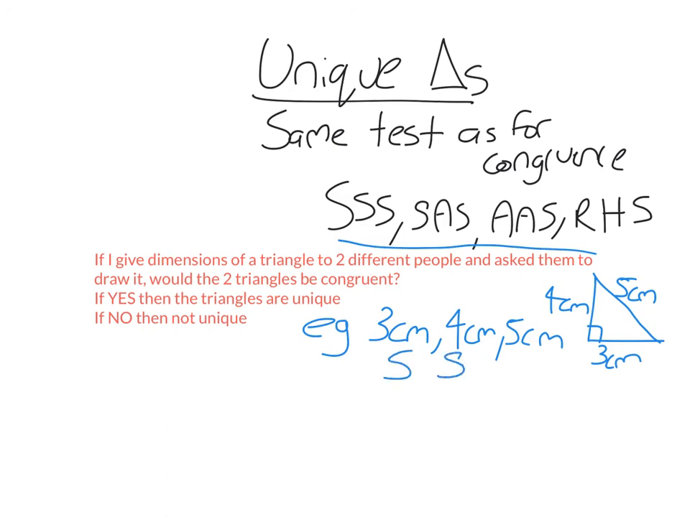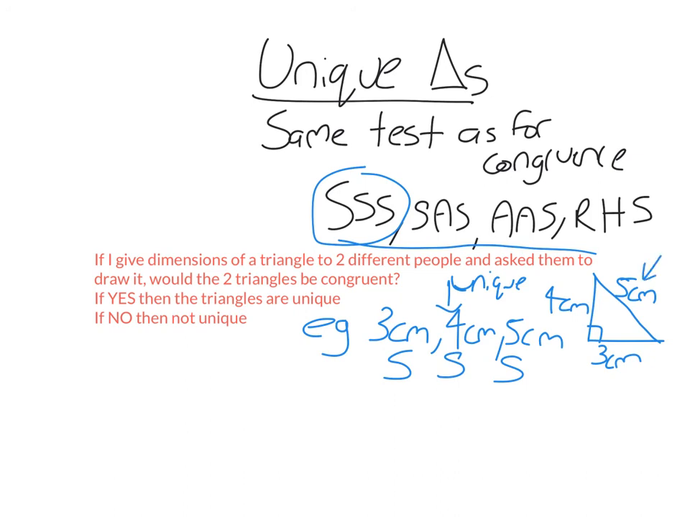And that's because I've given you 3 side lengths. SSS is a test for congruence. It is a test for uniqueness. So that would be a unique triangle. A triangle with sides 3 centimeters, 4 centimeters, and 5 centimeters is unique. Anyone who draws a triangle with those dimensions, it will be congruent to my one.